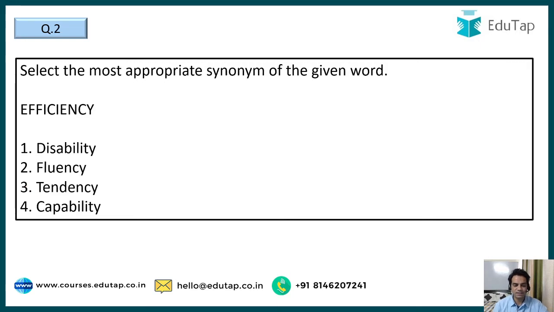Second question, guys, select the most appropriate synonym of the given word, and the word is efficiency. So your options are disability, fluency, tendency, or capability. Guys, efficiency is basically your ability to do something or efficiently you work. So efficiency is basically capability. Disability is when you are not able to do something. Fluency is when you are fluent at something, a language or some work. And tendency is your desire to do something. That's tendency. Or tendency is desire for something to happen. But correct synonym here was capability.